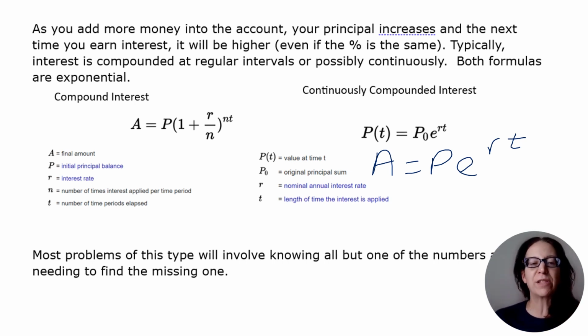Now, most problems of this type will involve knowing all but one of the numbers and needing to find the missing one. So pretty much if you see a problem like this, you need to read the problem, figure out which of those numbers you know, and then plug those numbers in, and you're going to have one thing left over that you don't know. That's the thing you need to find. You may or may not need your logarithms to be able to do it. It depends on what number you're being asked to find.